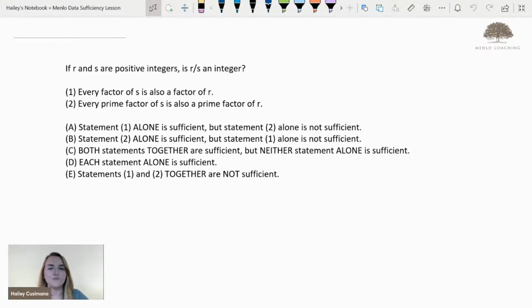All right, now for our final question of the day, let's talk about it. And once again, if you have an answer, whether you're confident or you just have a best guess, let's go ahead and see that in the chat. We want to know if R and S are positive integers, is R over S an integer?